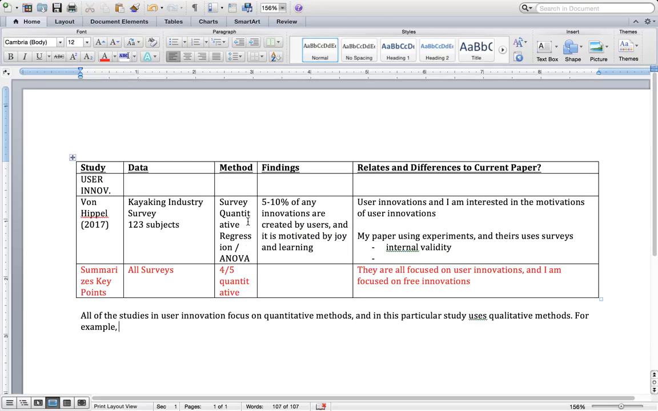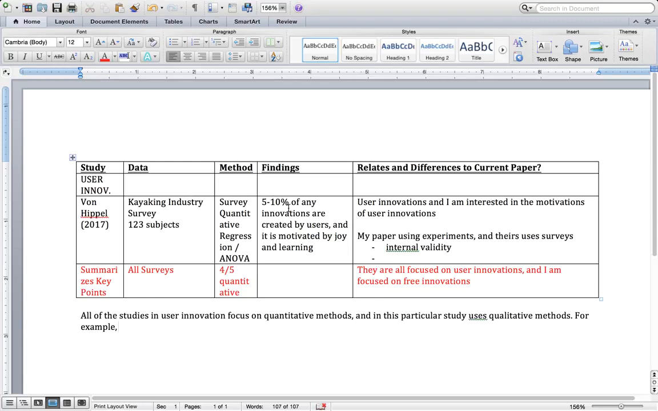So this is probably more on the research side, where you can list the different methods that we use. So there's a survey, there's quantitative, they used regression and ANOVA methodology. I won't get into those, but just know that it's a type of method. And then the particular findings that they had. What was the point of the paper? What did they find? So, 5 to 10% of all innovations are created by users. I just made that up to put it in there, but that's roughly about what it is. And a lot of innovations are created by users.